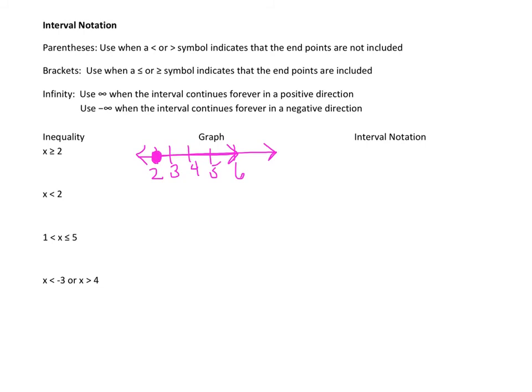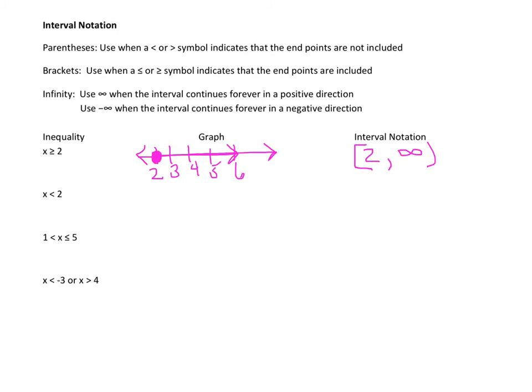So for our interval notation, if you look at our graph, we started at 2 and we included 2. So since 2 is included, I put a bracket with a 2. Then I put a comma, and then I'm going to put infinity with parentheses. Again, infinity will always have parentheses next to it, and this notation is saying that I'm starting at 2 and I'm including 2, and it goes to infinity in the positive direction.